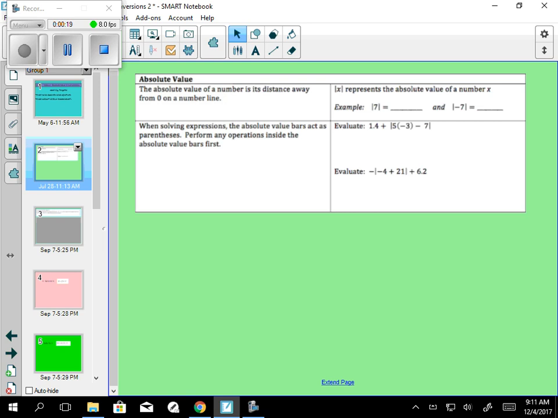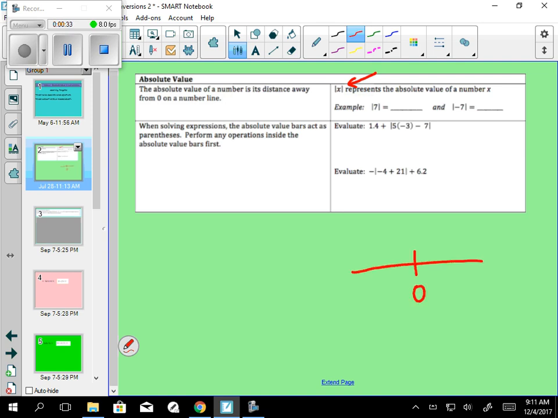So if you have, and this is the symbol right here for absolute value, it's like 2 bars around a number. If we're doing absolute value of 7, that's the distance 7 is away from 0 on the number line. So if you've got a number line, 7's over here, that distance is 7 units. So absolute value of 7 would be 7. Absolute value of negative 7, okay, so here's negative 7 on the number line, also has a distance of 7 away from 0. So absolute value of negative 7 is also positive 7.